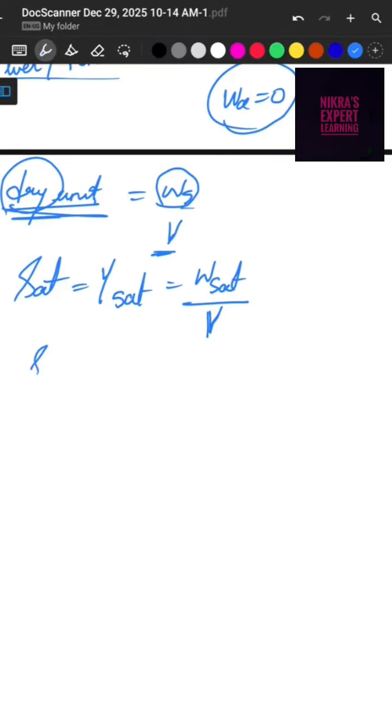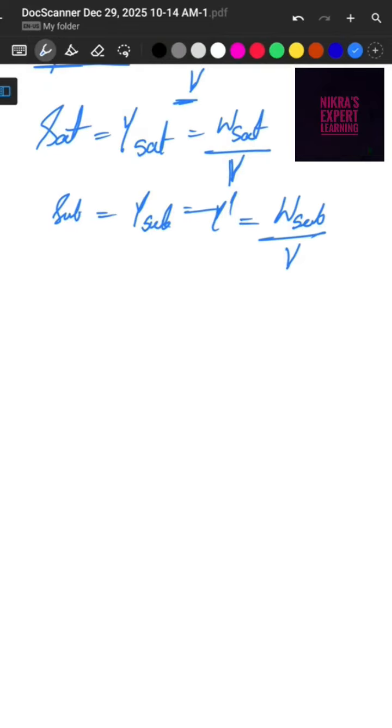Okay, and when I am talking about submerged unit weight, it is represented as gamma dash. So gamma dash is equal to weight of the submerged soil divided by volume. Okay, and based on the Archimedes principle, remember that gamma submerged is equal to saturated unit weight minus water unit weight.